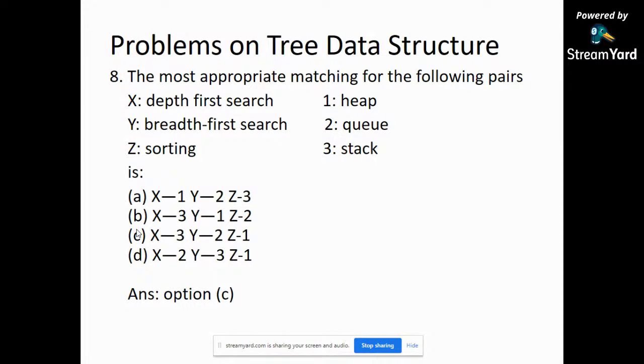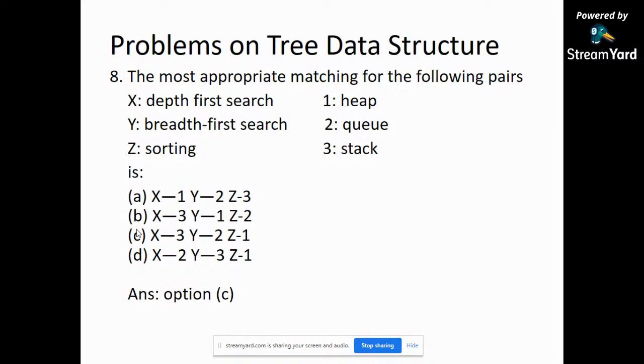The most appropriate matching for the following pairs: x and x, y, z and 1, 2, 3. We have to match these pairs. So x is depth first search. So we have to see what data structure will be suitable for depth first search.